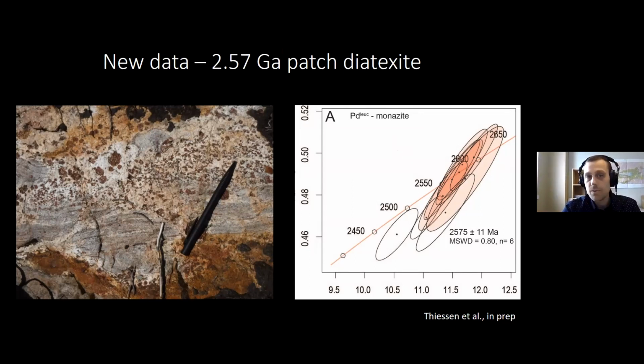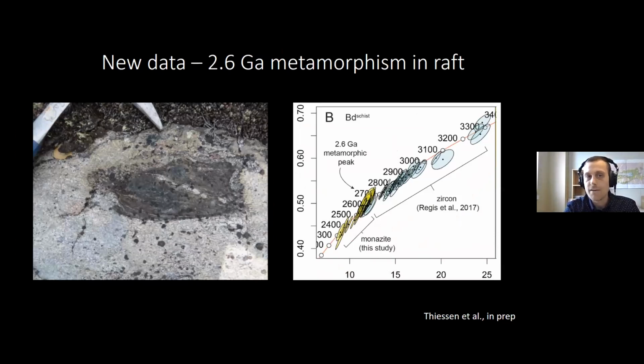An additional sample, this is a semi-pelitic raft in a leucosome. Samples like this were analyzed both for PT constraints and for zircon and monazite ages. This particular sample returned a peak metamorphic age of about 2.6, which is recorded in both zircon and monazite. But interestingly, the monazite also has a slight isotopic resetting signature that goes towards about 2.3 Ga. I'll get back to that a little later.